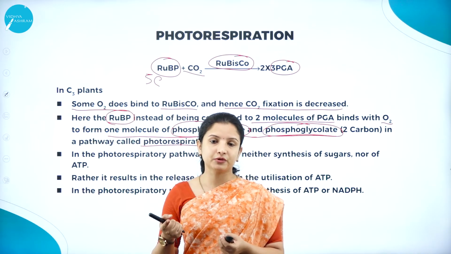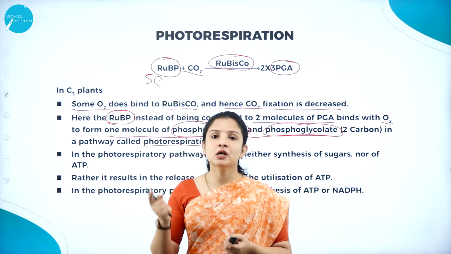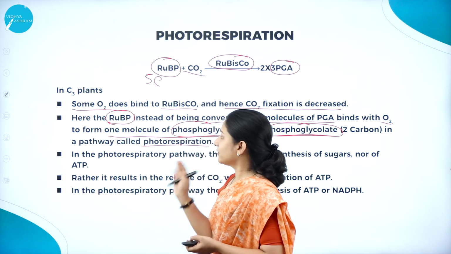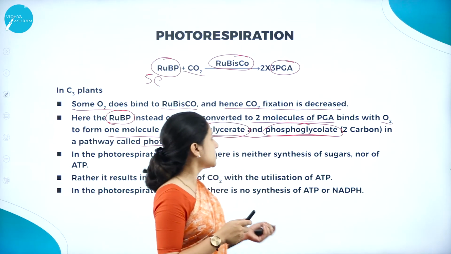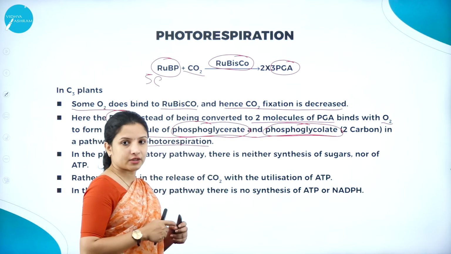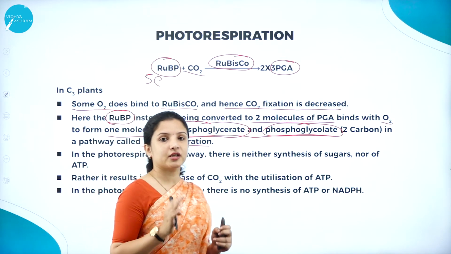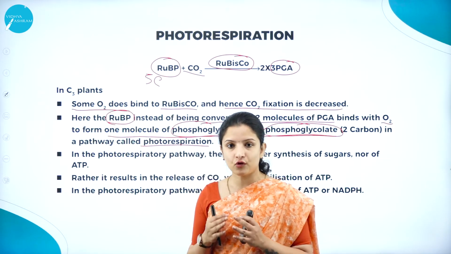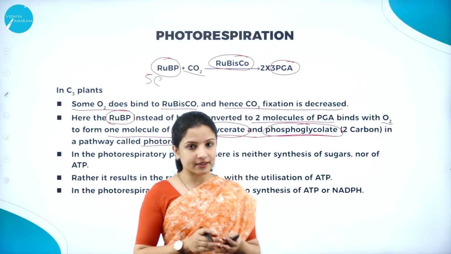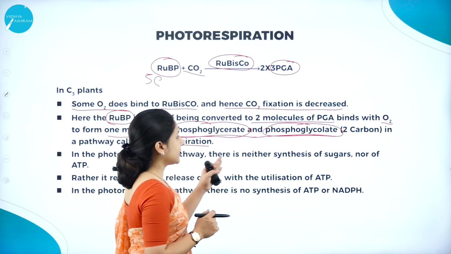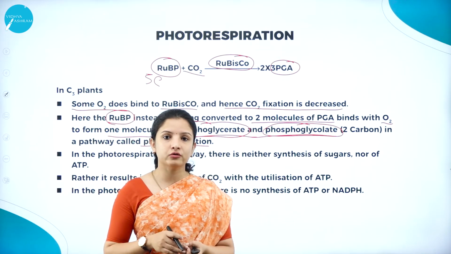because oxygen is binding with the Rubisco enzyme instead of carbon dioxide, what happens? It will get converted into 1 molecule of phosphoglycolate and 1 molecule of phosphoglycerate. Both of these are 2-carbon compounds and this particular process is called photorespiration. And in this photorespiratory pathway, there is no synthesis of sugar. Why no synthesis of sugar or glucose?